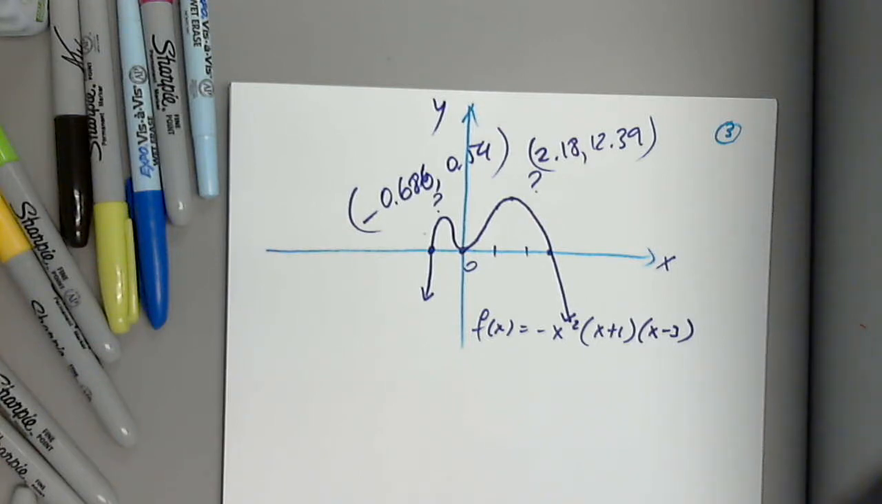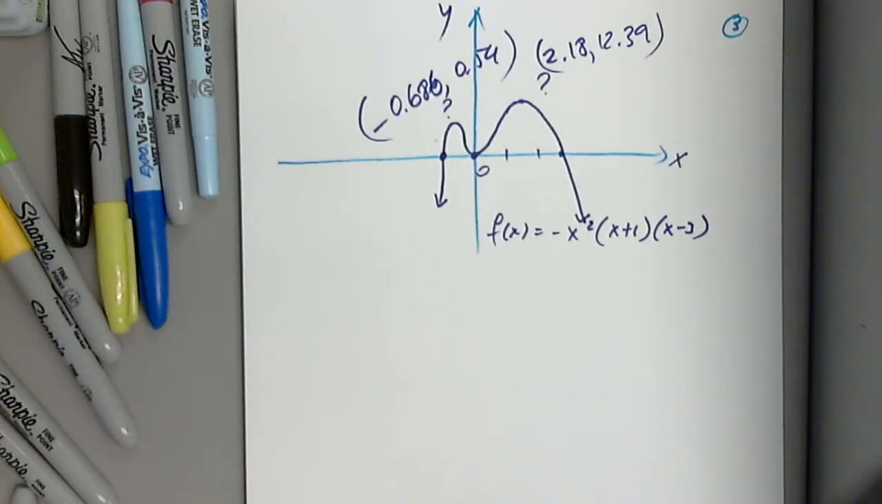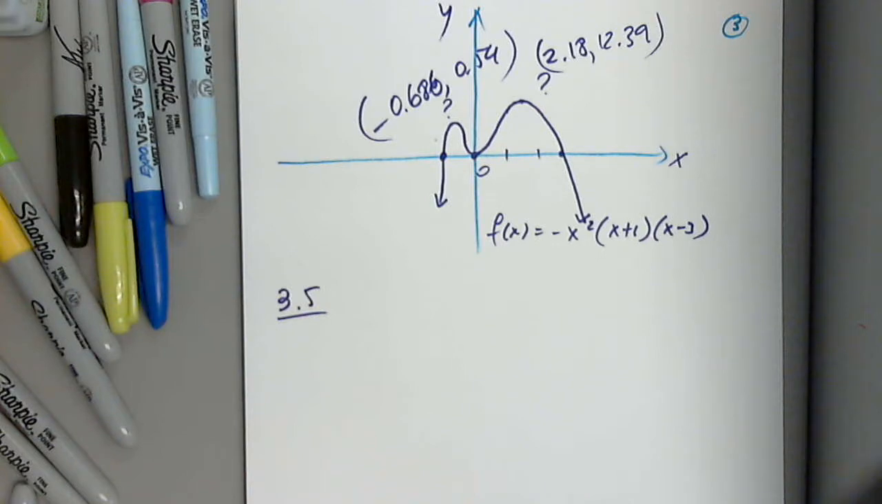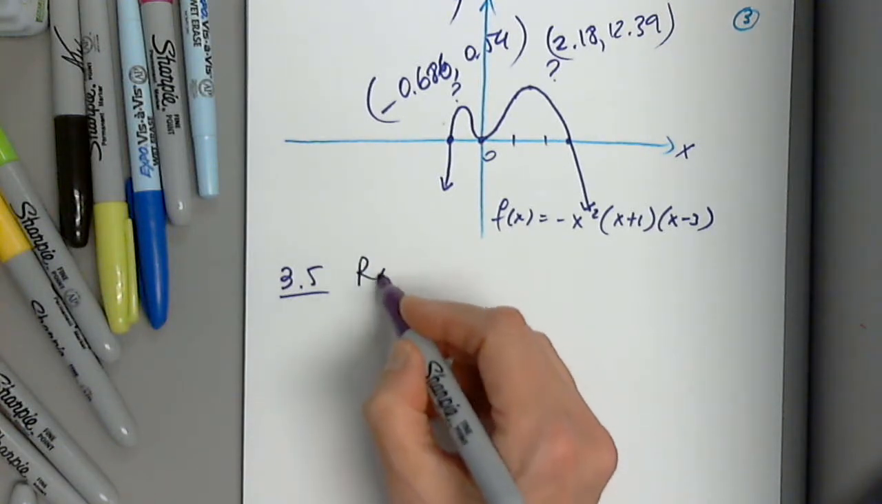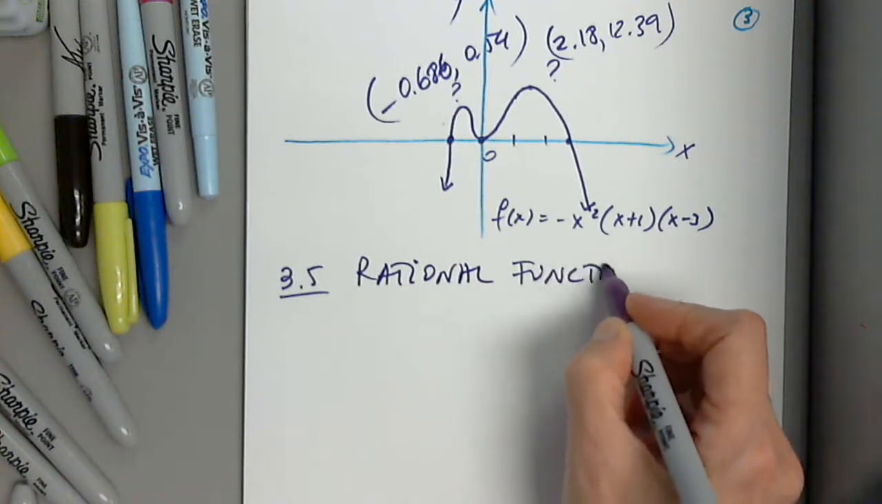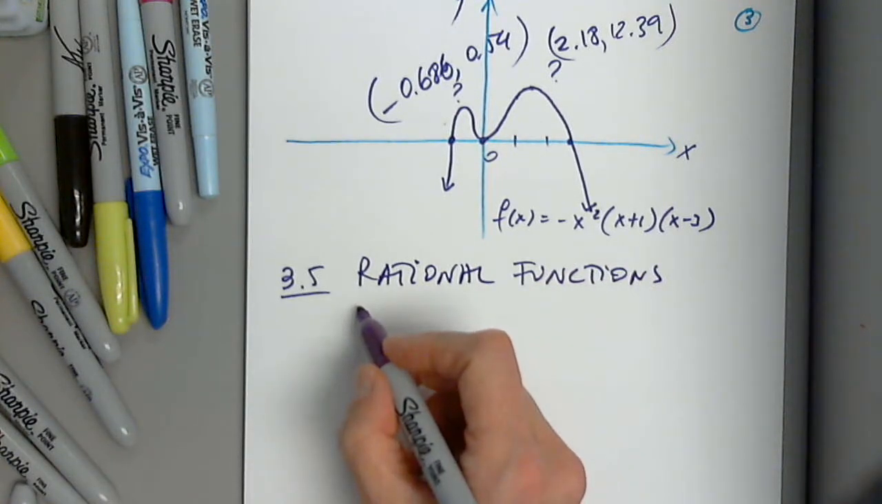Okay, is there a next question? Is there anything else that you would like to go back to? Okay, so now I would like to continue with 3.5, which deals with rational functions. Did we finish 3.3?